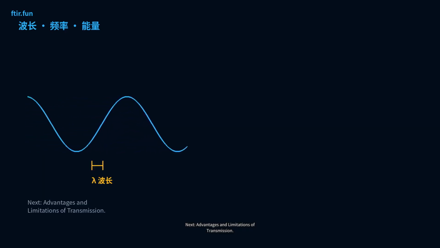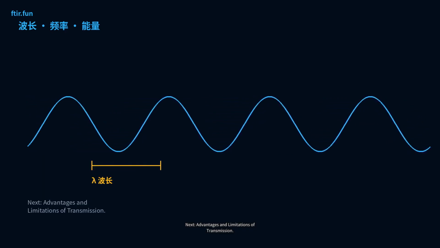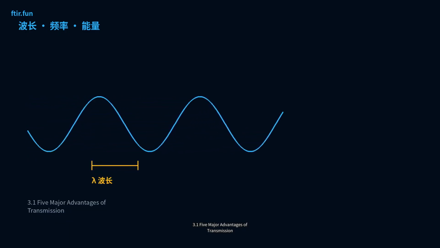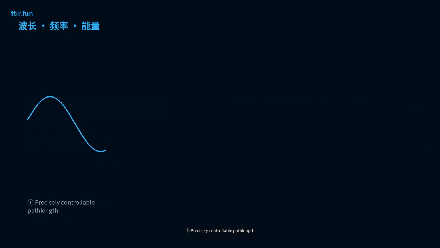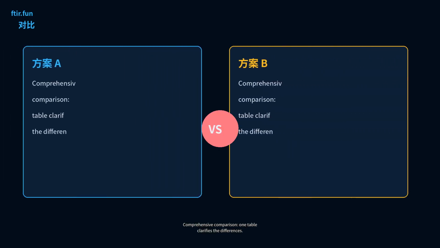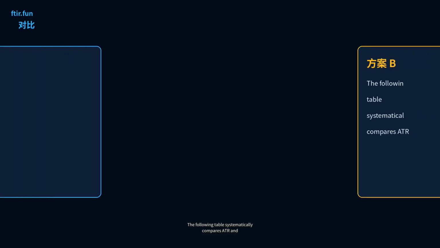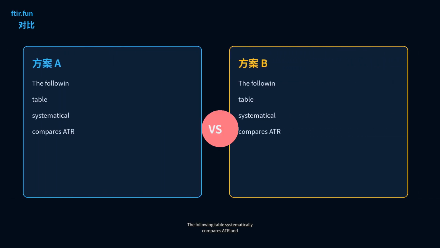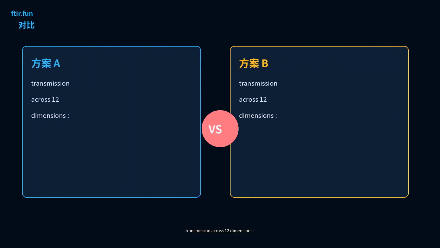Next, advantages and limitations of transmission. 3.1 Five major advantages of transmission: precisely controllable path length. Next, comprehensive comparison. One table clarifies the differences. The following table systematically compares ATR and transmission across 12 dimensions.